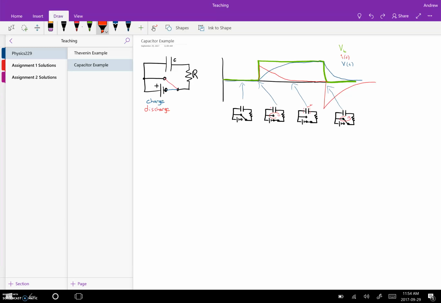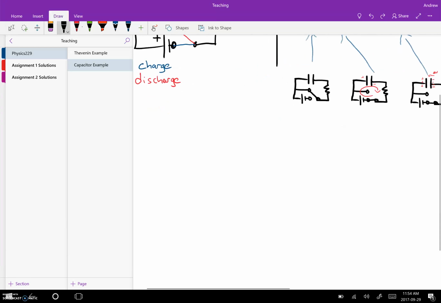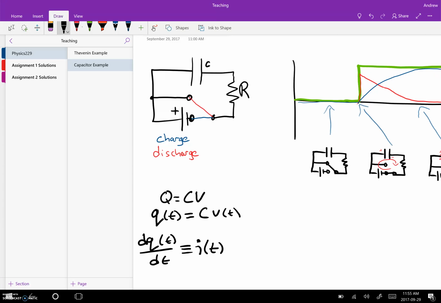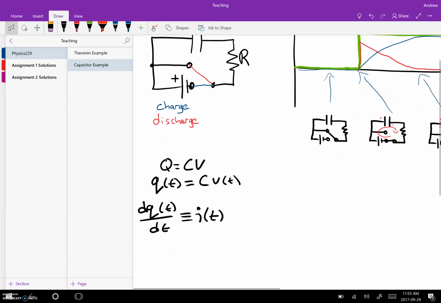So we need to relate all these quantities, V and I and R. In order to do that, we can use our Q equal to CV equation for the capacitor. We'll write this in a more suggestive form: Q of t is equal to CV of t. And if I take the derivative, dQ by dt, well, that's just the current. And that's furthermore the current through everything, because this is a series circuit. So the current through the battery is the same as through the capacitor, same as through the resistor.